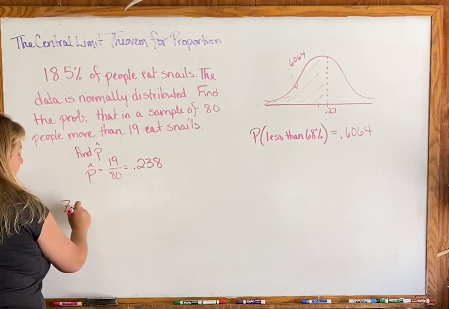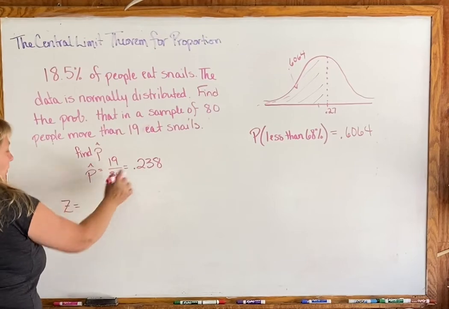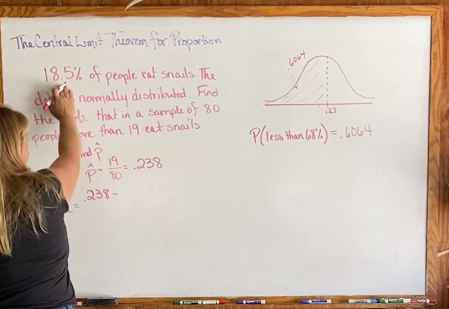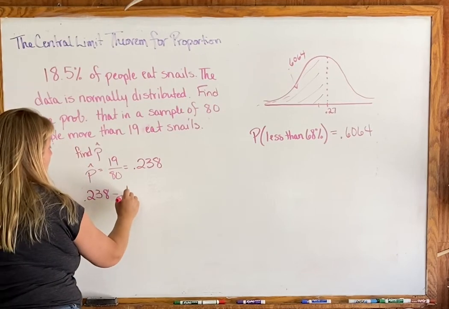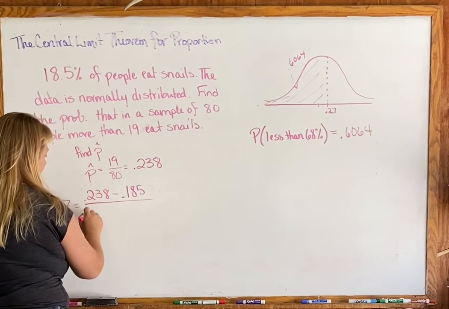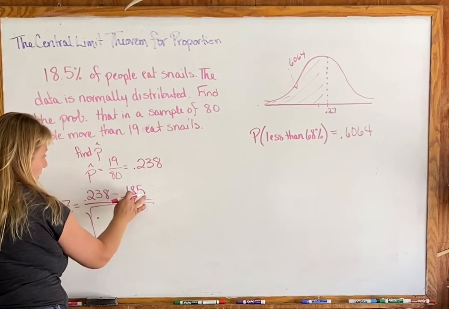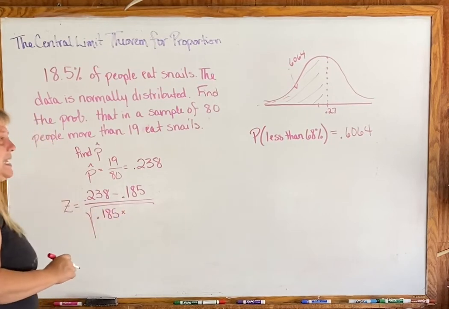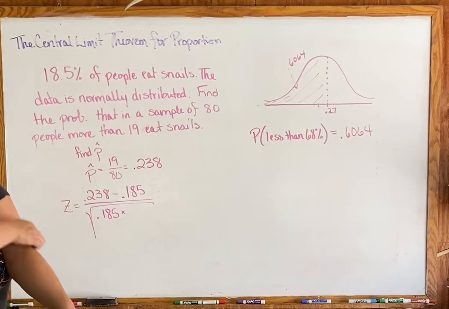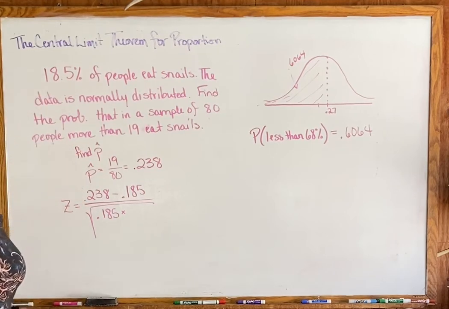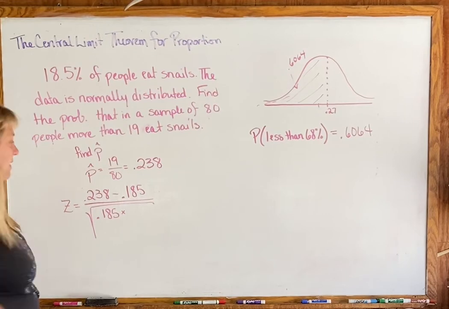Now we're ready to find our z-score. So we start with our p-hat, 0.238. We subtract that original. Remember, it's 0.185 now. Then we divide by a big square root, put the 0.185, the p. Now, if p is 0.185, what is q gonna be? So what's the complement of 18.5%? Okay. Would it be 81.5?